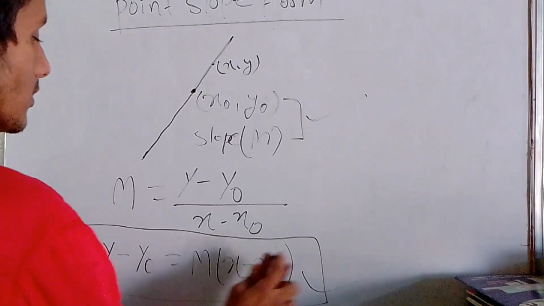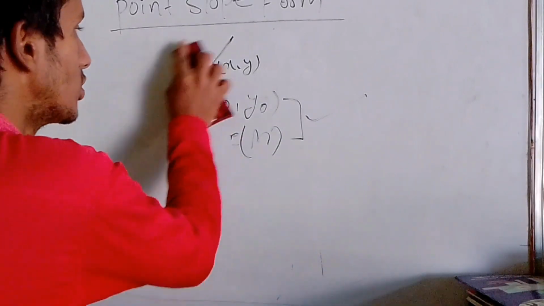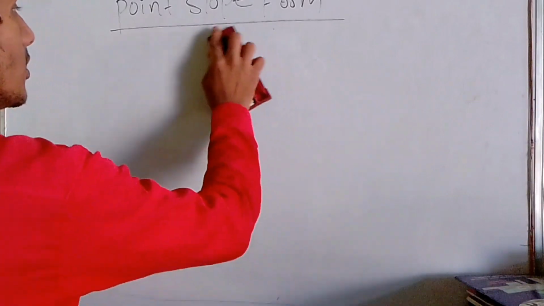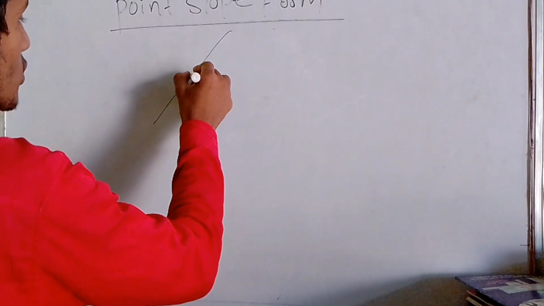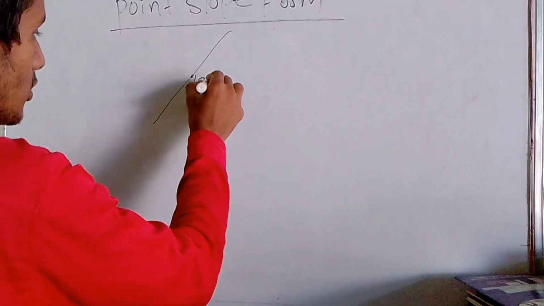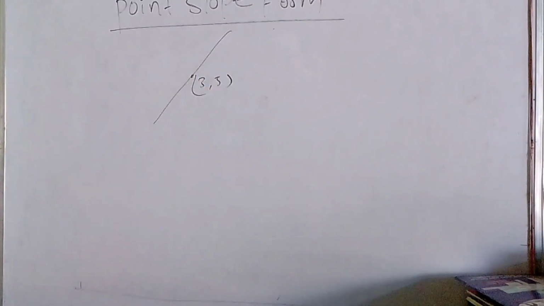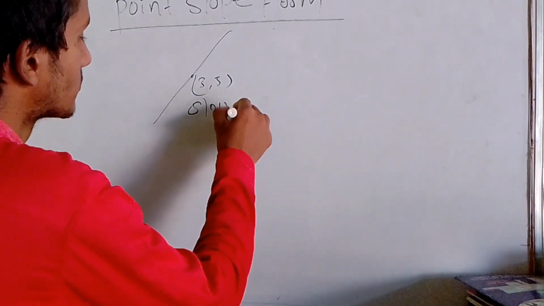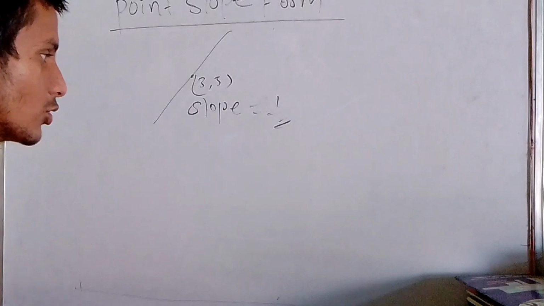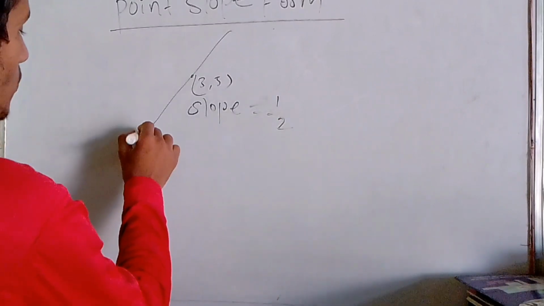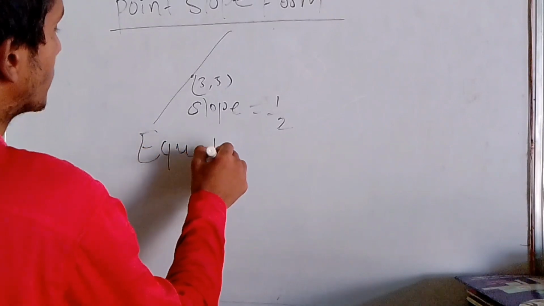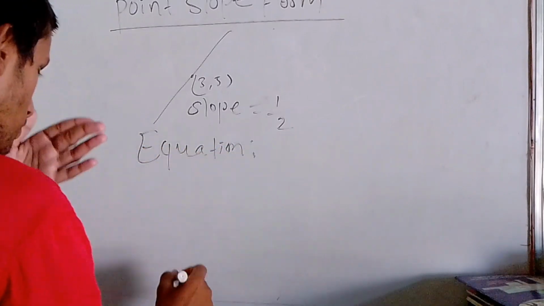Let's give an example in which we'll try to find the equation of the straight line. Let's say you have a straight line here which passes through (3, 5), and the slope, let's say, is half. Derive its equation. So the equation will be, look here. What will the equation be?